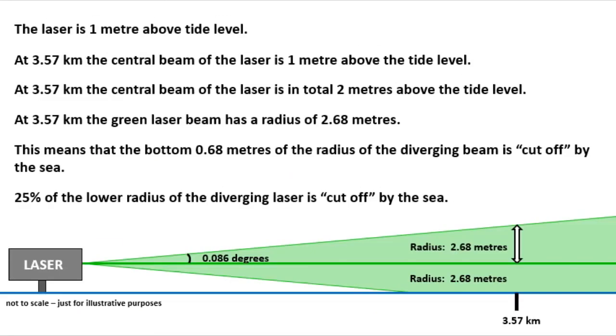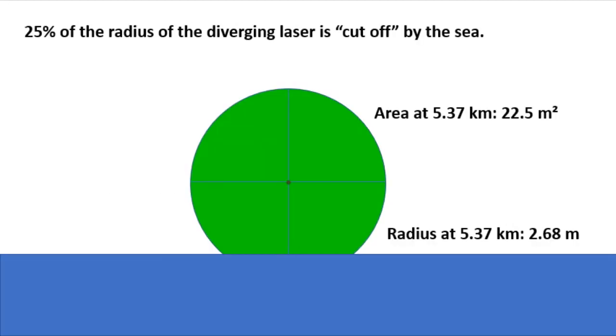The laser is 1 meter above tide level. At 3.57 kilometers, the central beam of the laser is 1 meter above the tide level. At 3.57 kilometers, the central beam of the laser is in total 2 meters above the tide level. At 3.57 kilometers, the green laser beam has a radius of 2.68 meters. This means that the bottom 0.68 meters of the radius of the diverging beam is cut off by the sea. 25% of the lower radius of the diverging laser is cut off by the sea.